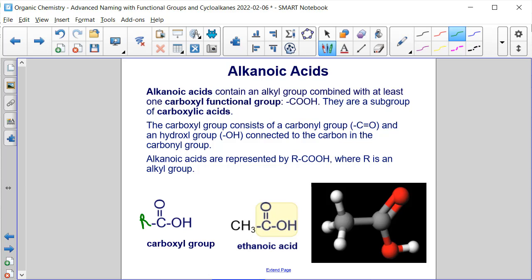So the carboxyl group consists of a carbonyl group, which is that C double bond O, and a hydroxyl group, which is that single bond OH group, connected to the carbon in the carbonyl group. Alkanoic acids are represented by R COOH, where R is the alkyl group. So I've drawn it here for you. And here's an example. So we have a 2-carbon chain, so that would be ethane. But because we have this C double bond O, COH, we call it ethanoic acid.